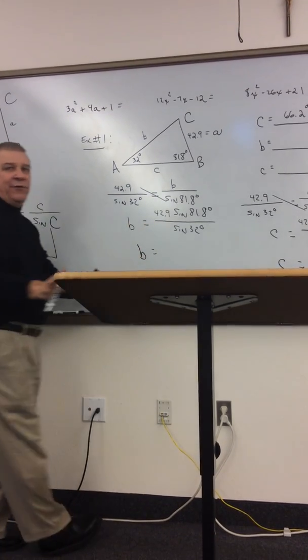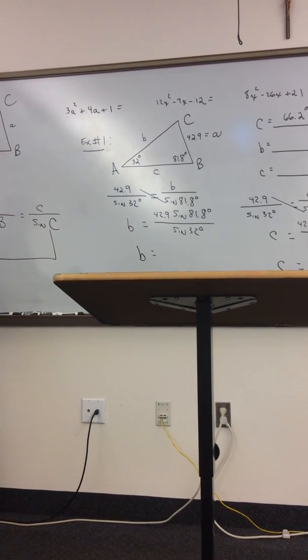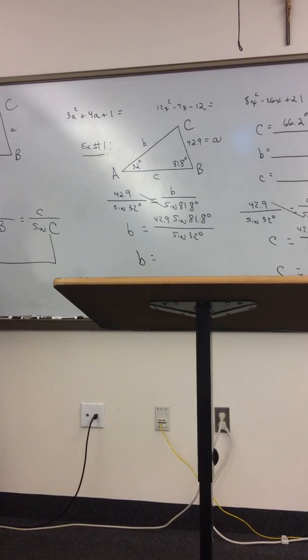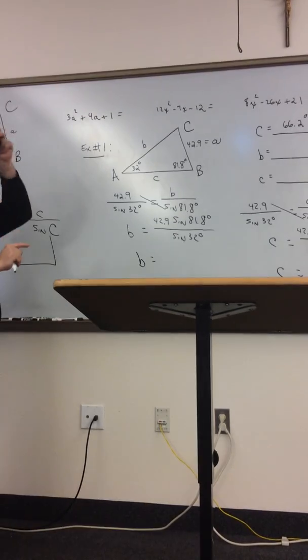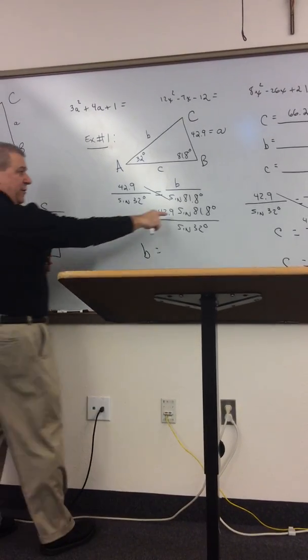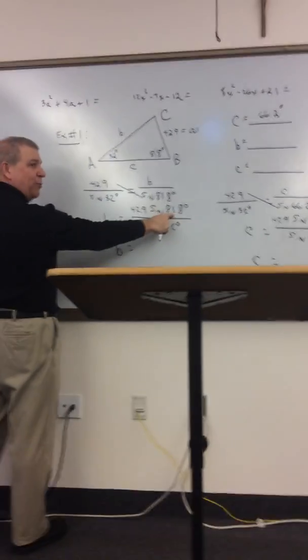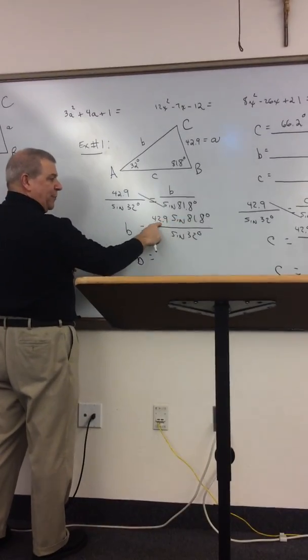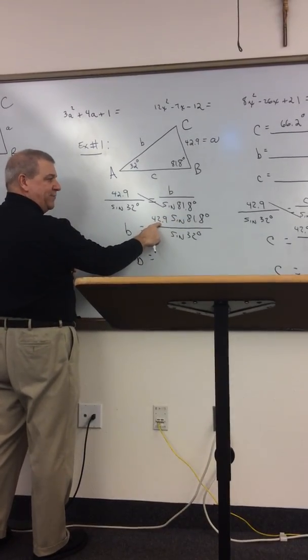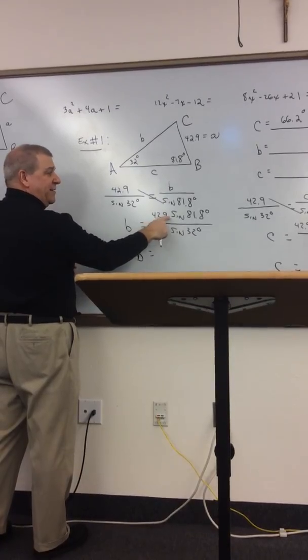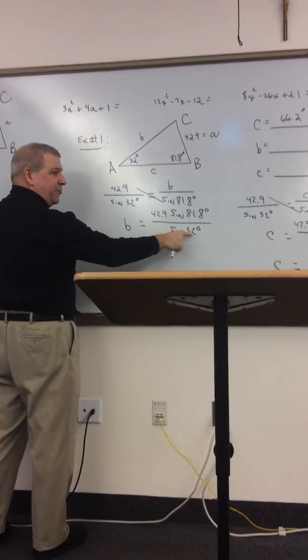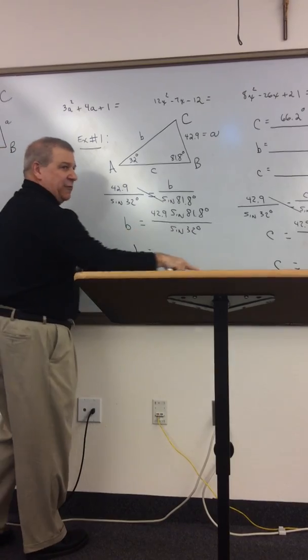Now, I need all of you in this class to do that because you all have to get the same exact answer. Okay, I'm going to say that again. Using your calculator, you're going to find the sine of 81.8, multiply it by 42.9, then hit equals, then divided by the sine of 32, but after you do that, hit the equal sign or the enter key.